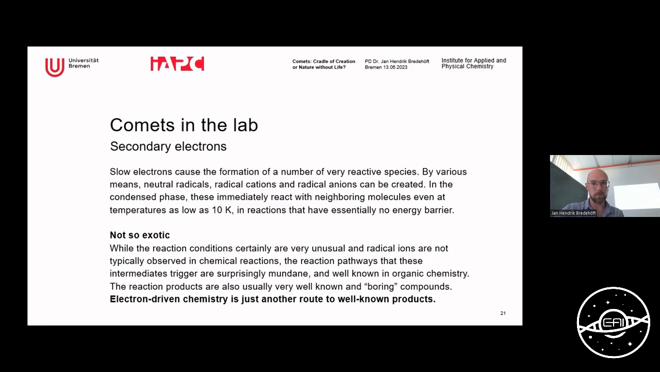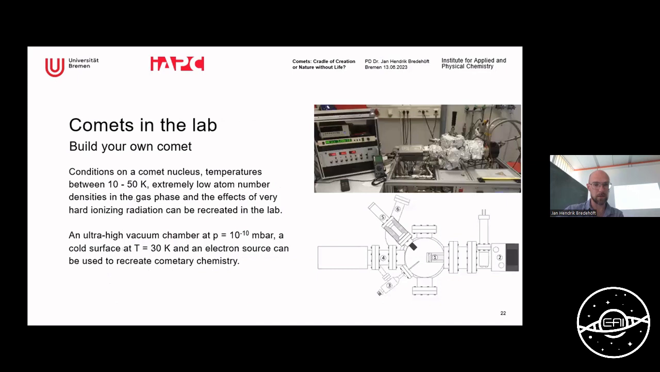Right, here. So the conditions on the comet nucleus, temperatures between, say, 10 and maybe 50 kelvins, extremely low atom numbers in the gas phase, and the effects of very hard ionizing radiation, these are all things that can be recreated in the lab. And this is what we do in our lab. We have an ultra-high vacuum chamber. There's a photo up here.